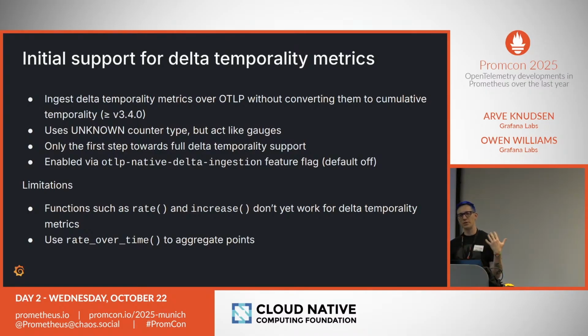And this is only the first step towards full delta support because, as Fiona talked about, you need to do extra work in your queries in order to sum up the deltas and then perform the operations you normally would on regular counters. So rate and increase don't work by default. You need a rate over time or a sum over time. And then this is toggled with a feature flag as opposed to a configuration flag, the OTLP native delta ingestion flag.